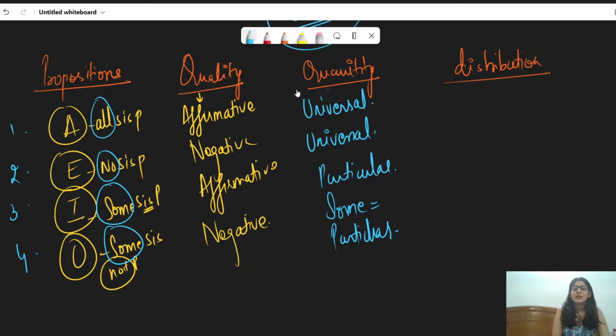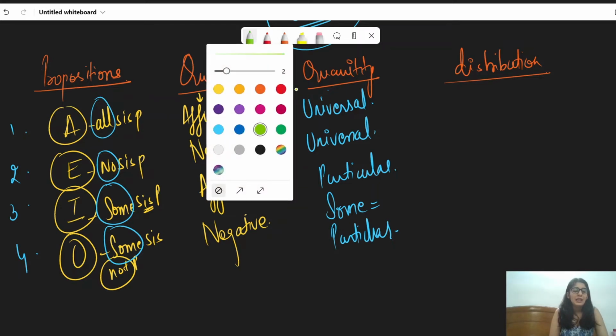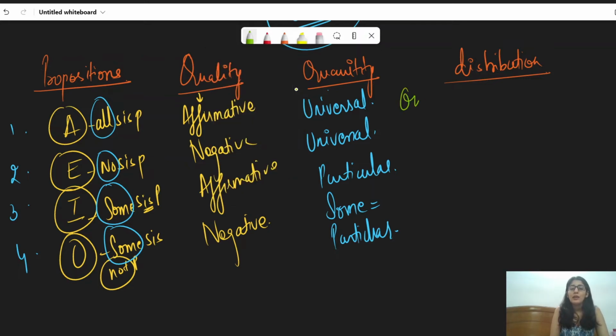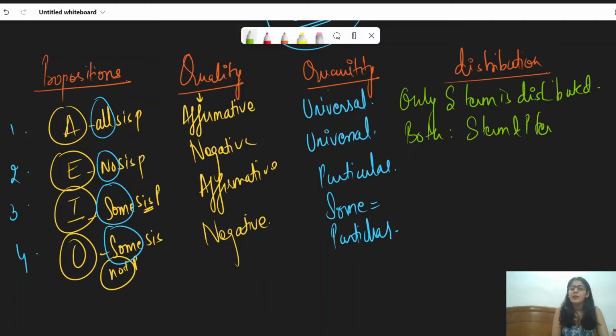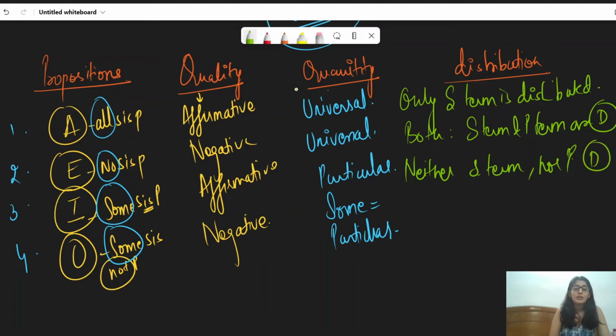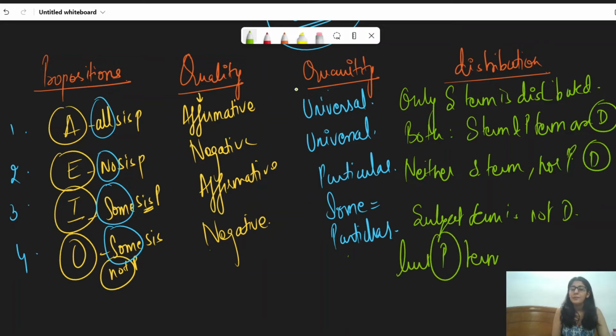And now something that we have just discussed, that is what is the distribution amongst the A, E, I and O. So please remember, under A proposition, only the subject term is distributed. Under E proposition, both, that is the subject term and the predicate term, are distributed, right? Then under I, neither the subject term nor the predicate term is distributed, okay? And under the last, that is the O proposition, which is negative and particular, the subject term is not distributed, but only the predicate term is distributed.